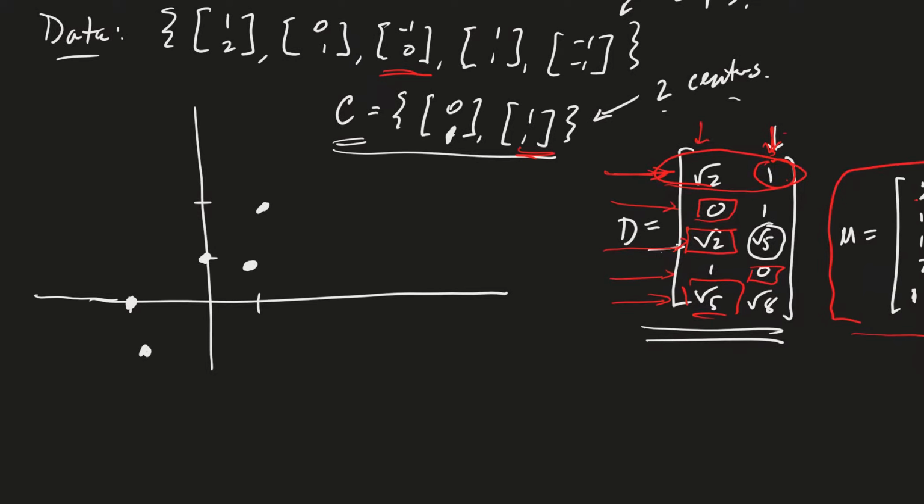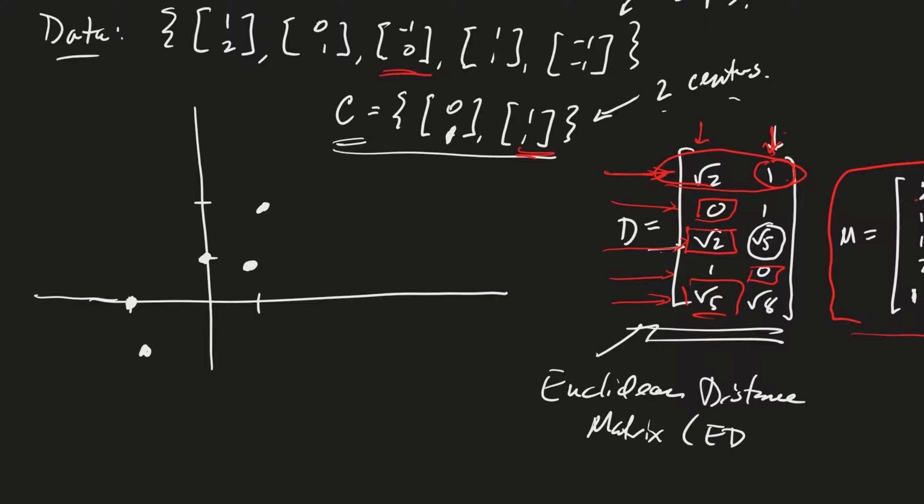By the way, this matrix right here we're going to call the Euclidean distance matrix, or EDM. This is where a lot of your time is going to be spent on the computer. When your algorithm is doing k-means, the Euclidean distance matrix is usually where the most significant amount of time is spent. Good. Okay, so what's next?